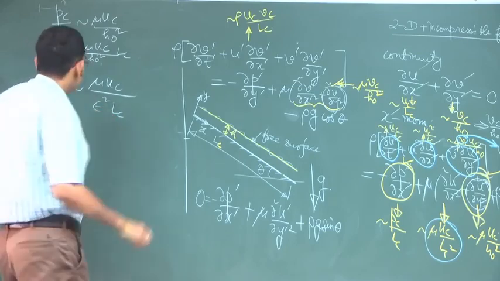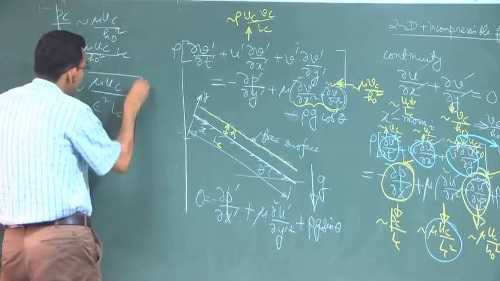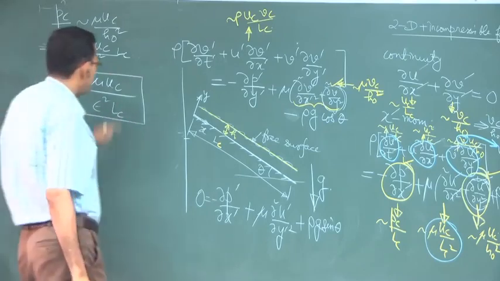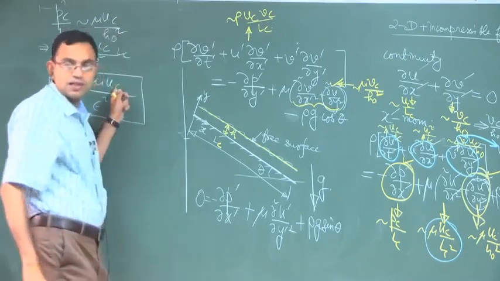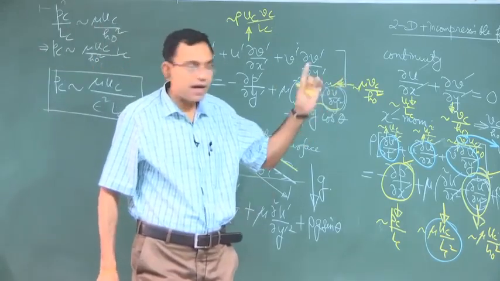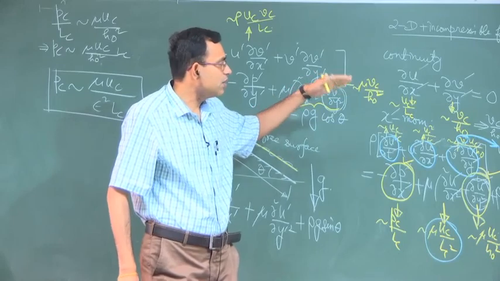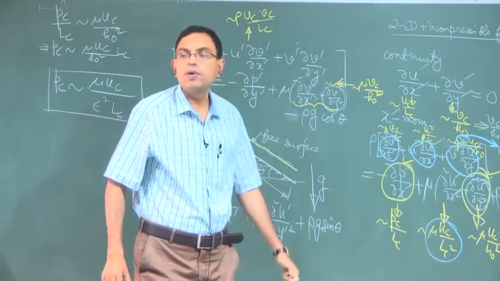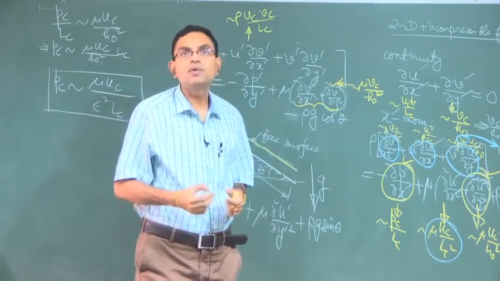So, to summarize, we have arrived at a pressure scale which depends on the velocity scale, which depends on the physics of the problem, and we have arrived at the governing equations of continuity and momentum. We will take it up from here in the next lecture.